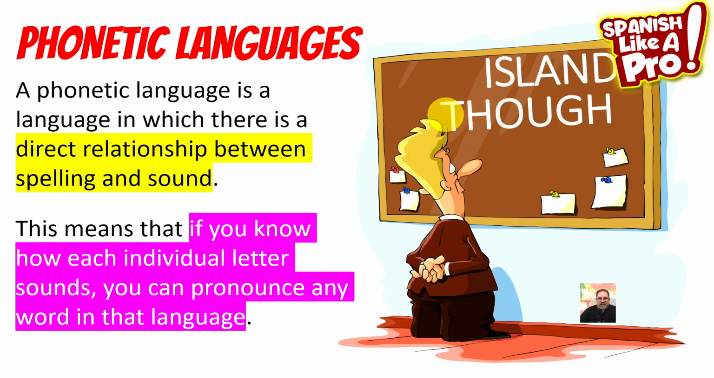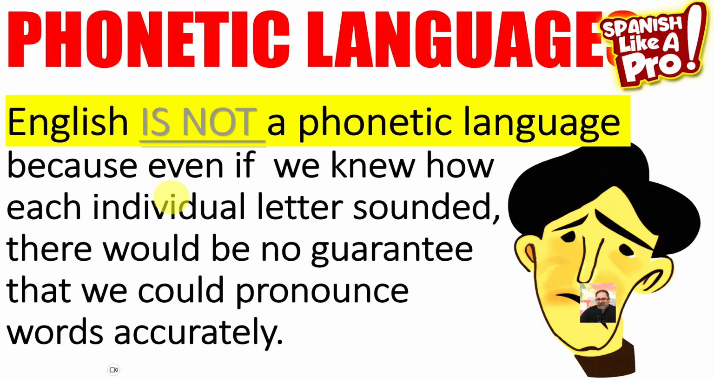Another example. If I see this in English, I would say "though." However, by just adding a T, I don't say "though," I say "thought." So you see how just an addition, another letter, changes the pronunciation entirely. And even in some cases, if I look at this word, you say, okay, I know that one, that one is "read." Okay, but if I say yesterday, I read. So you can see that English is not a phonetic language because even if we knew how each individual letter sounded, there would be no guarantee that we could pronounce words accurately.